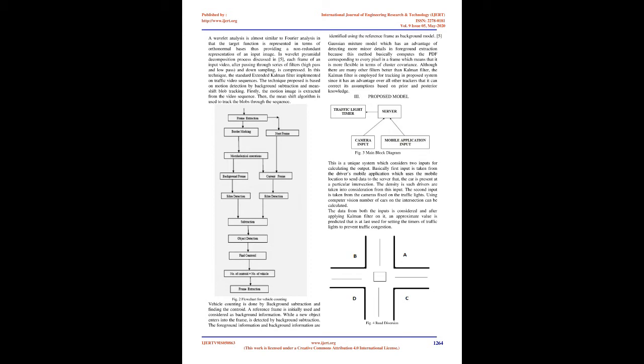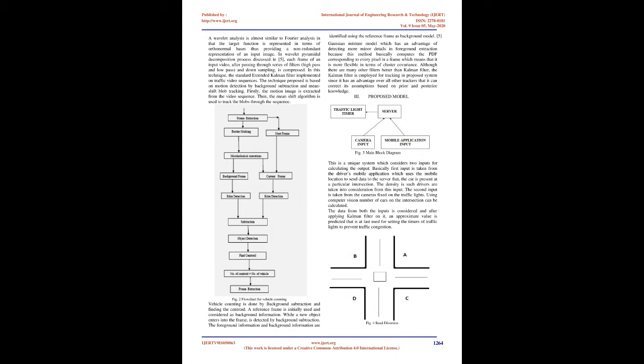5. Gaussian mixture model, which has an advantage of detecting more minor details in foreground extraction because this method basically computes the PDF corresponding to every pixel in a frame, which means that it is more flexible in terms of cluster covariance. Although there are many other filters better than the Kalman filter, the Kalman filter is employed for tracking in the proposed system since it has an advantage over all other trackers that it can correct its assumptions based on prior and posterior knowledge.